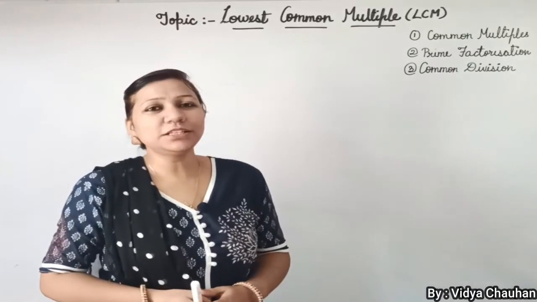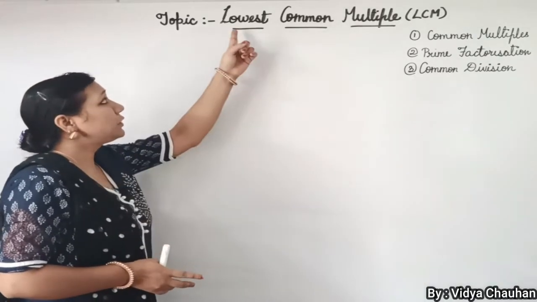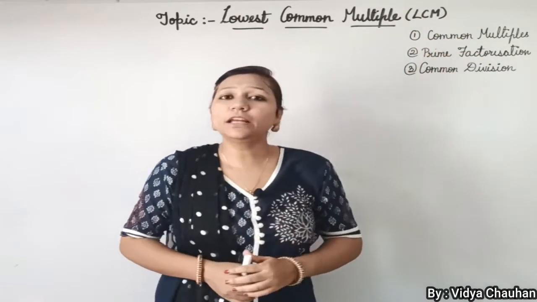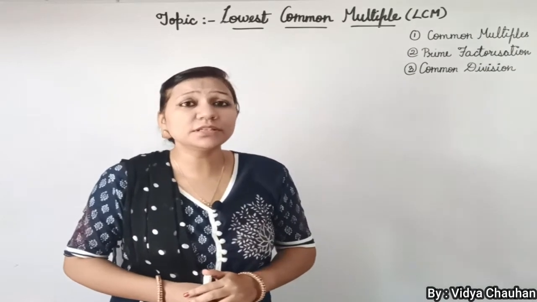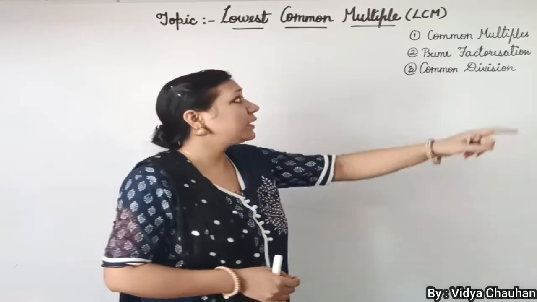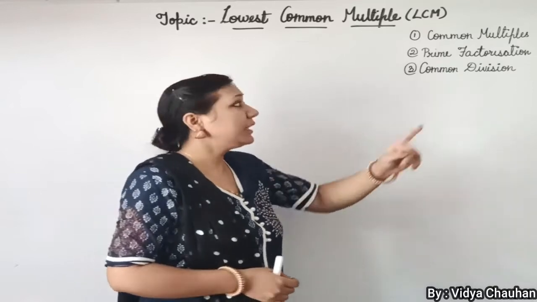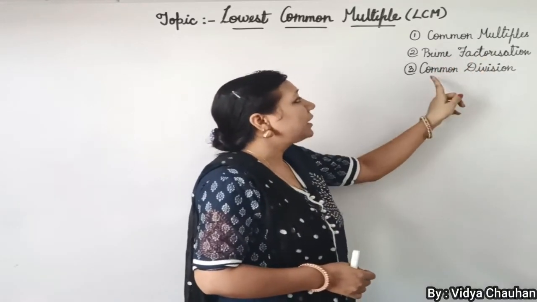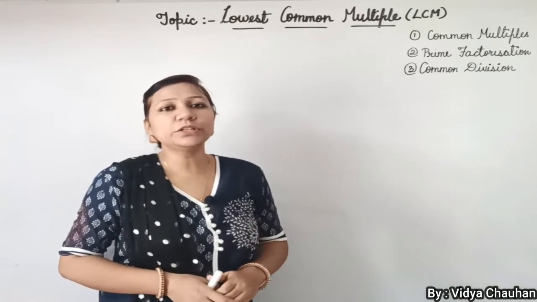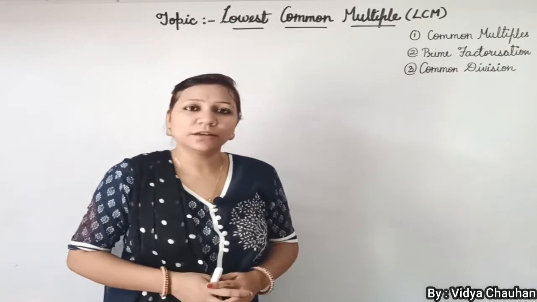Now students, in continuity with our previous lecture, today we will discuss the same topic, lowest common multiple, which is also called LCM. In our previous lecture, we discussed three methods for finding the LCM. The first method was the common multiple method, which we have already discussed. The second is the prime factorization method, and the third is the common division method. Today we are going to discuss prime factorization and common division method one by one.